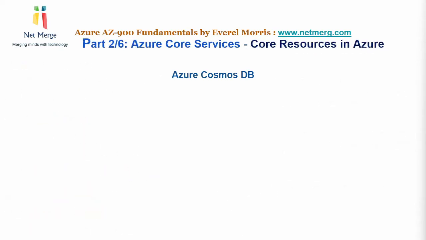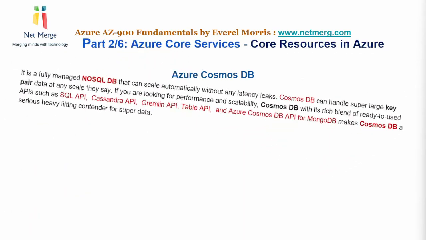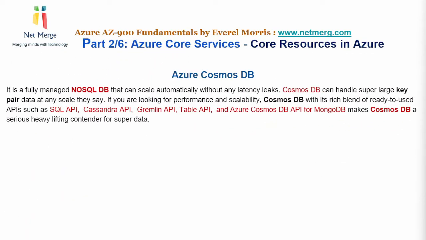Okay, let's move on. We're going to be looking at databases now and the different types of databases. Cosmos DB is the one I'm going to be talking about first. It's similar to the data storage that we just talked about, except it's a fully managed non-SQL database, so you're not able to do queries in it. But it can scale automatically without any latency lag.